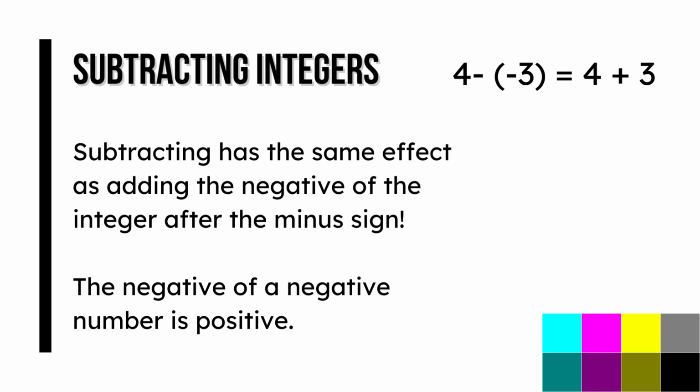Now subtracting integers. Subtracting has the same effect as adding the negative of the integer after a minus sign. And remember that the negative of a negative number is positive. So 4 minus -3 is equal to 4 plus 3. It's basically because the negatives cancel each other out.